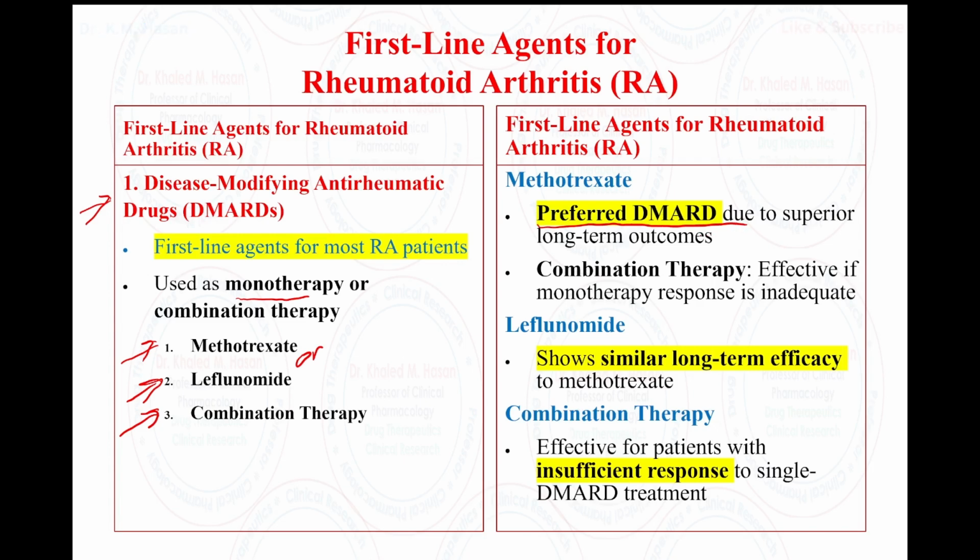For methotrexate, you can see the bold highlight here: it is the preferred treatment for rheumatoid arthritis and gives superior results for long-term outcome. Combination therapy is more effective than monotherapy. When monotherapy is inadequate, we move to combination therapy.